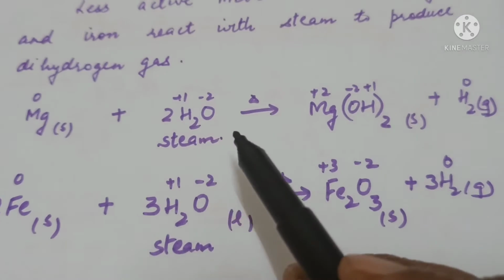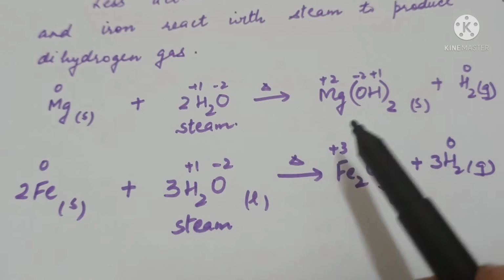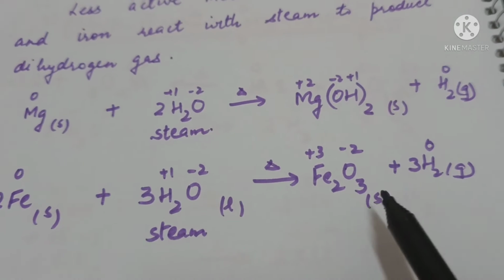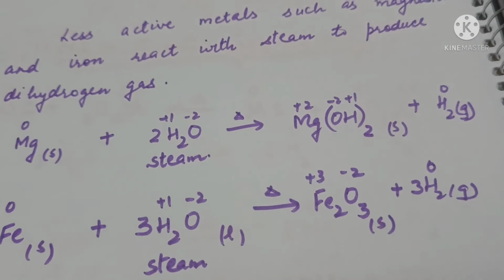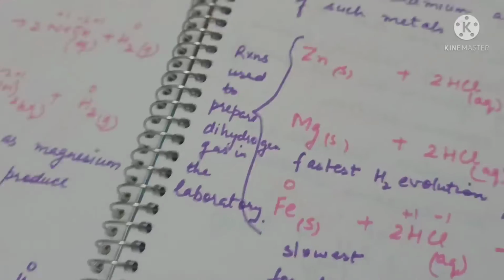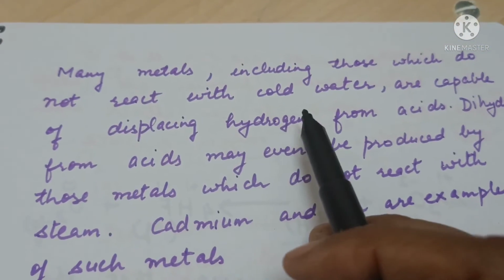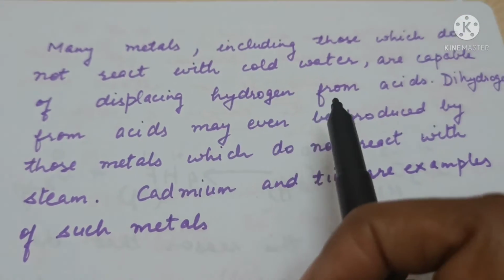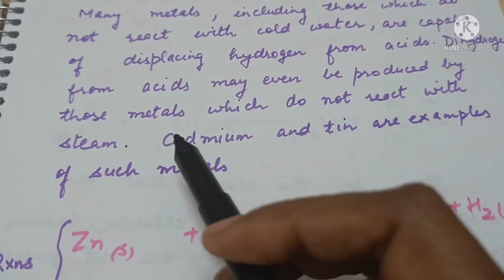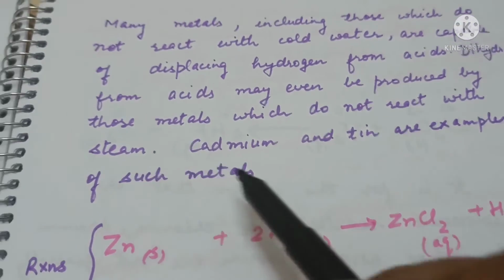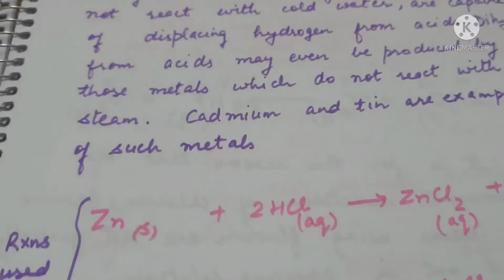Magnesium reacts with steam to produce hydrogen gas, and as a result magnesium hydroxide is formed. Iron reacts with water to form iron oxide, and hydrogen gas is displaced. Now, many metals, including those which do not react with cold water, are capable of displacing hydrogen from acids. Dihydrogen from acids may even be produced by those metals which do not react with steam. For example, cadmium and tin will react with acids to displace hydrogen.